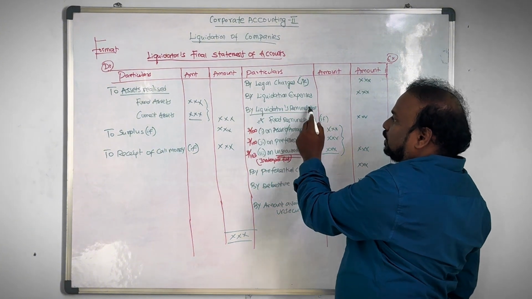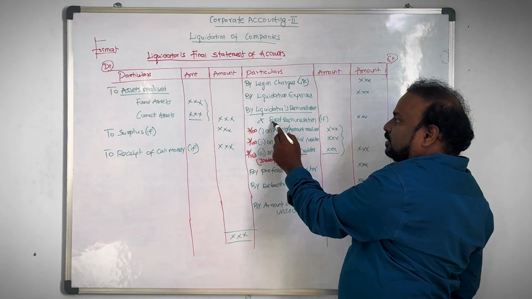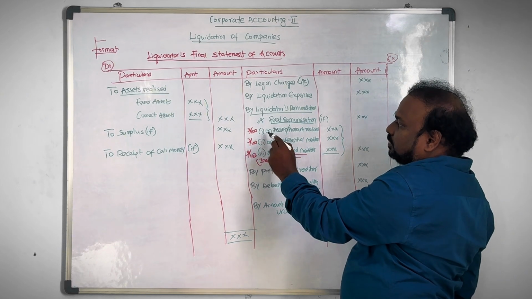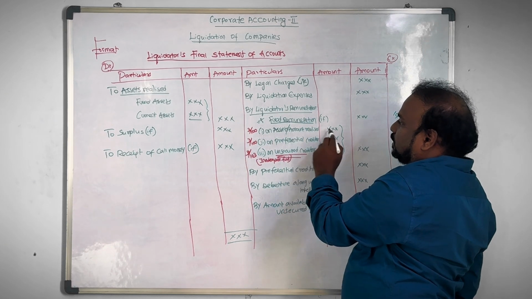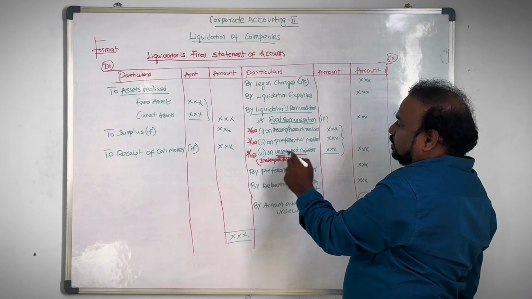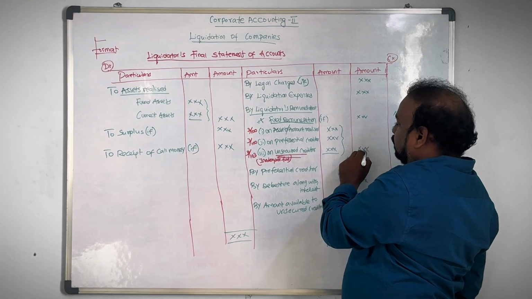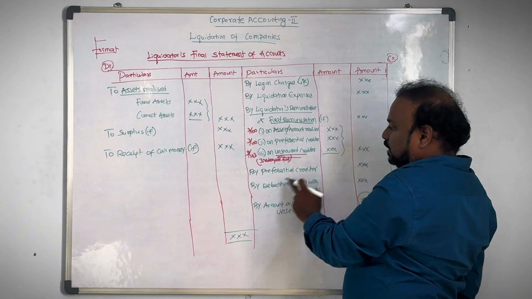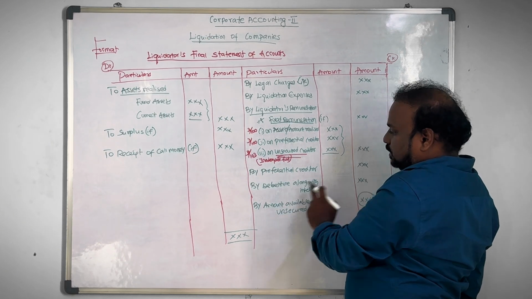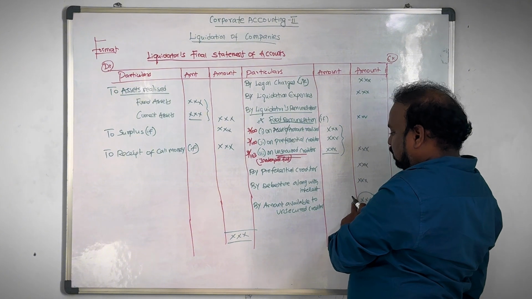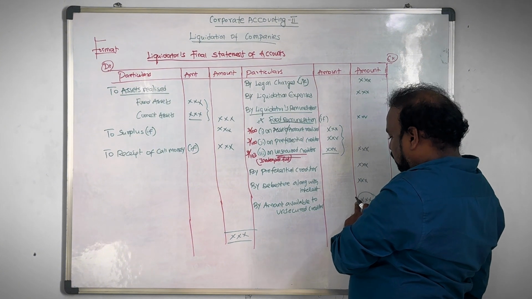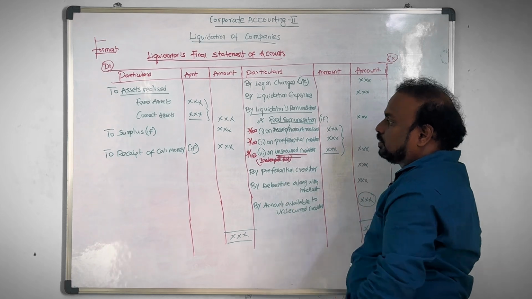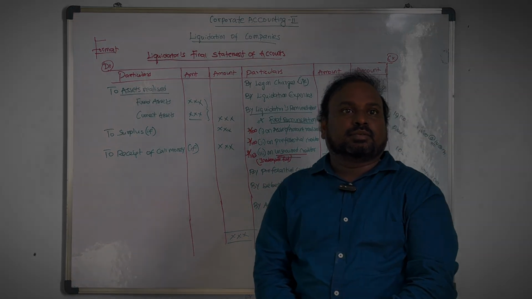Then by liquidator's remuneration. In very rare cases you will be given fixed remuneration. Usually we need to calculate like this: on assets or amount realized, on preferential creditor, on unsecured creditor. Add this and show the amount in the outer column. After this, we have to make the payment by preferential creditor, by debenture along with the interest, then by amount available to unsecured creditor. This is the balancing figure. Usually, we need to pay remuneration only for this. Thank you. All the very best.